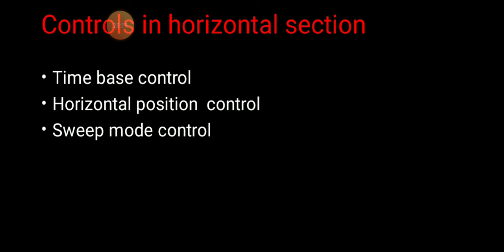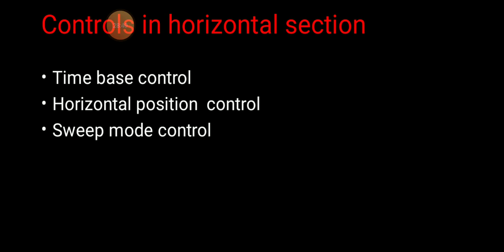By using this time per division knob, this control is used to expand or compress the displayed signal in the horizontal direction. This control is useful while measuring the time period and frequency of the displayed signal. To measure the time period, you use the time per division knob. Okay.